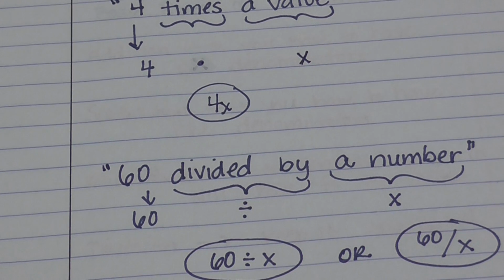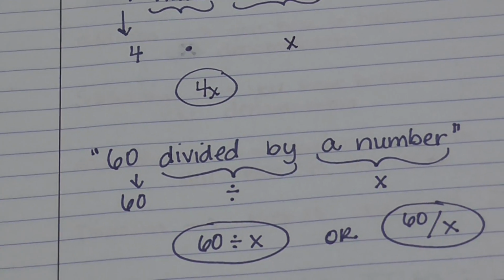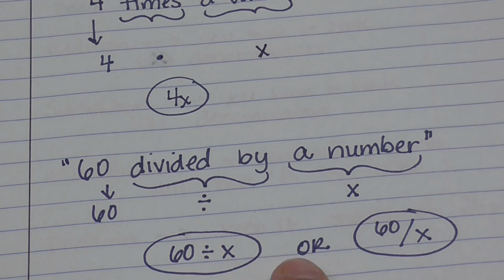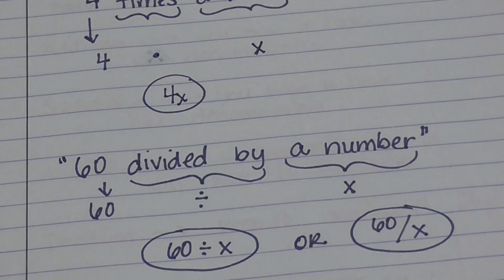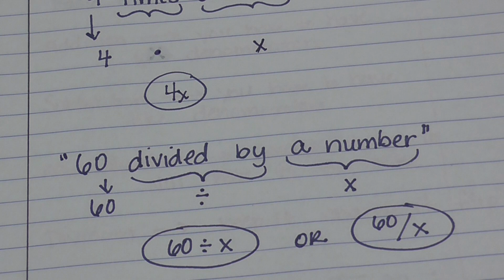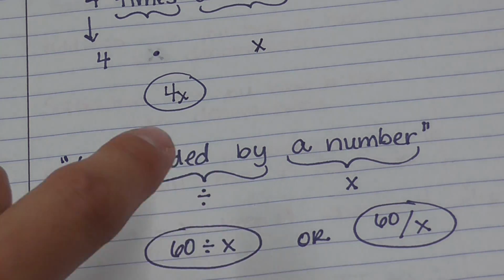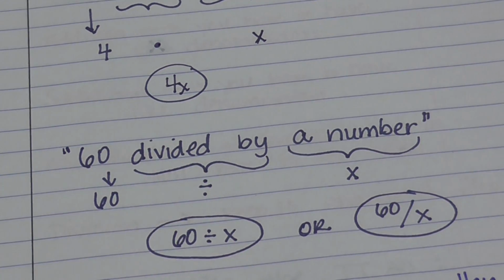60 divided by a number, 60 divided by x. It can be written two ways. 60 divided by x using division, or 60 over x. As you grow in your math use, you'll find that fractions are more often used than this division symbol, which if you take a look at it, kind of looks like a fraction, something over something else.